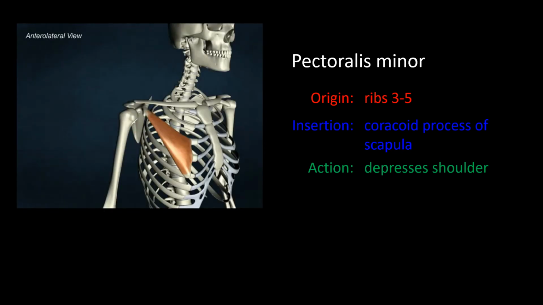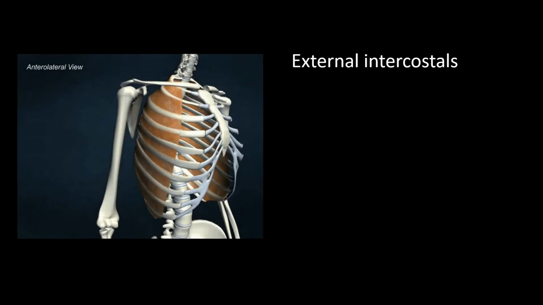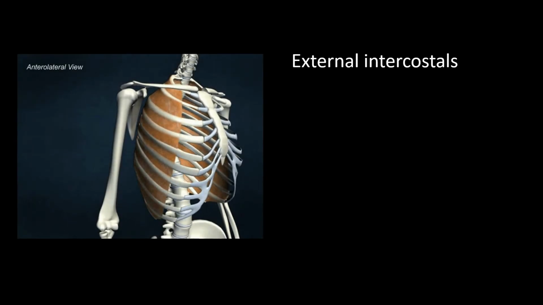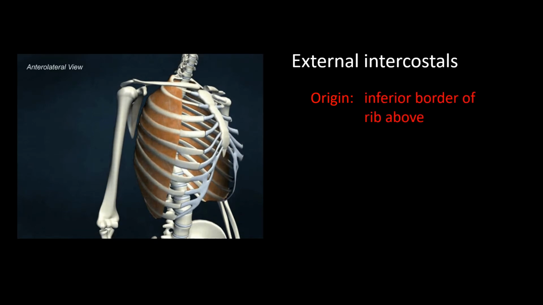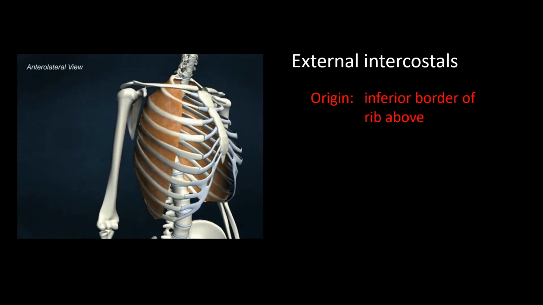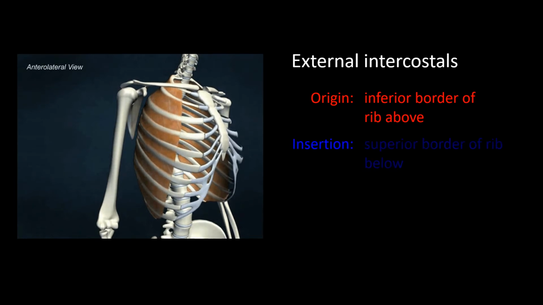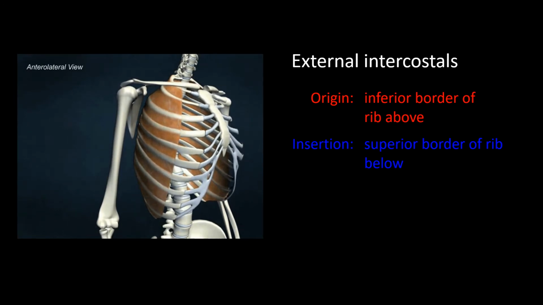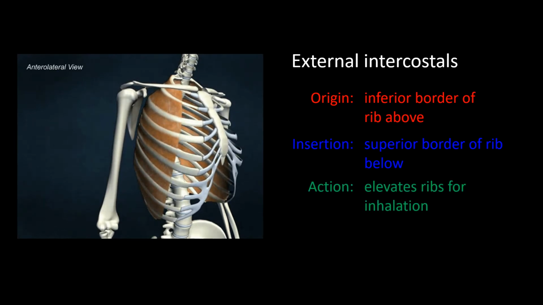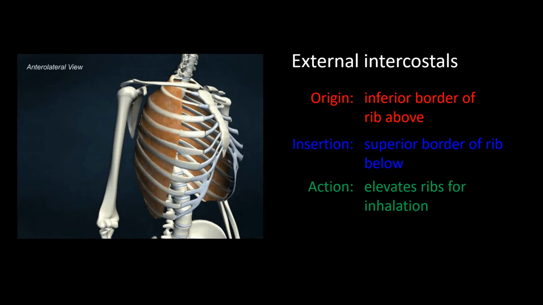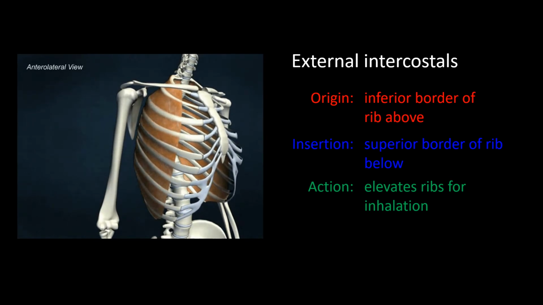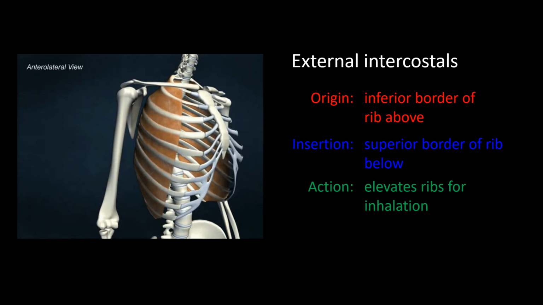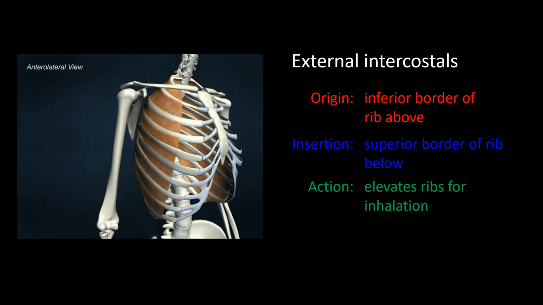Speaking of the intercostals, these are the external intercostals. And so their origin is actually the inferior border of the rib above the muscle. The insertion is the superior border of the rib below the muscle. And so basically, these muscles are going to pull the rib cage upward and outward. So their action is basically going to be to elevate the ribs for normal inhalation. So the external intercostals provide about 25% of the muscle contraction needed for a normal quiet inhalation.